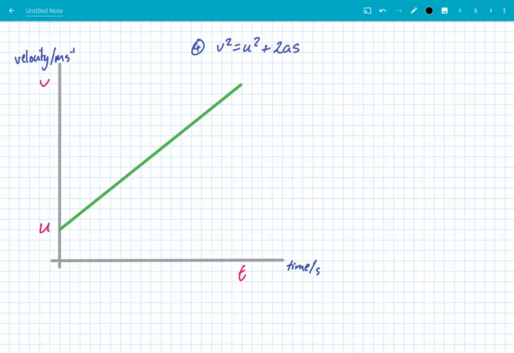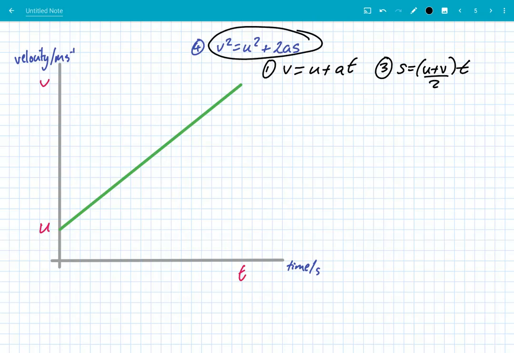The fourth one, we're actually just going to use two previous equations to derive it from. So we're going to use equation 1, which is v is equal to u plus at, and equation 3, s is equal to u plus v divided by 2 multiplied by t. And we're going to rearrange these two equations to get v squared is equal to u squared plus 2as. The first step is to rearrange equation 1 to get t by itself. So I can rearrange this to give me t is equal to v minus u divided by a.